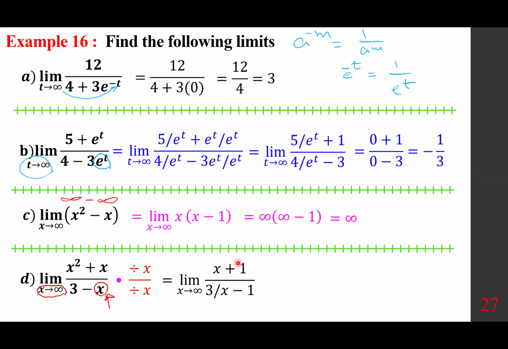And now if we plug in, we get infinity plus 1 over 0 minus 1. So the top is infinity, plus 1 or plus 10,000 or minus 10,000. The bottom is negative 1. So the result is negative infinity. So you want to be very careful with the sign, everybody. The answer is negative infinity.